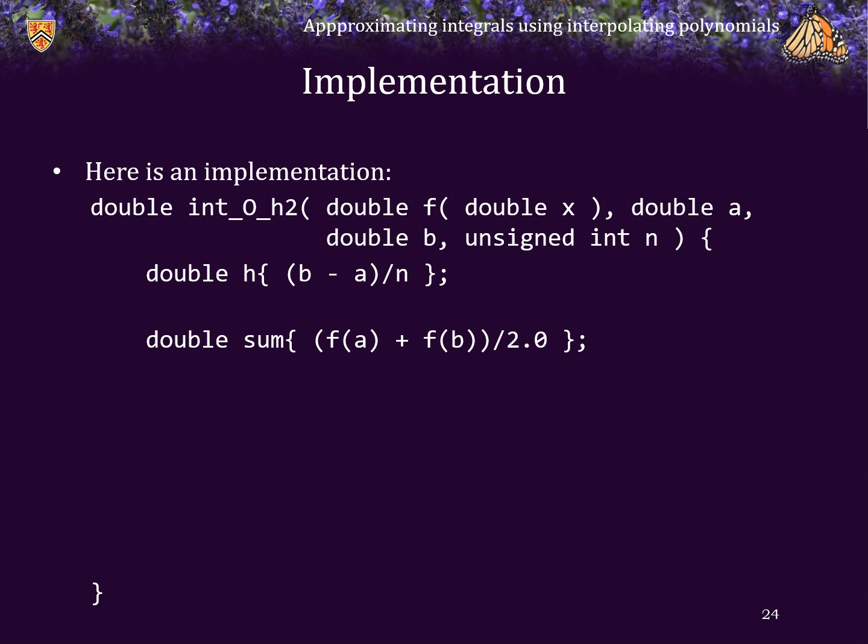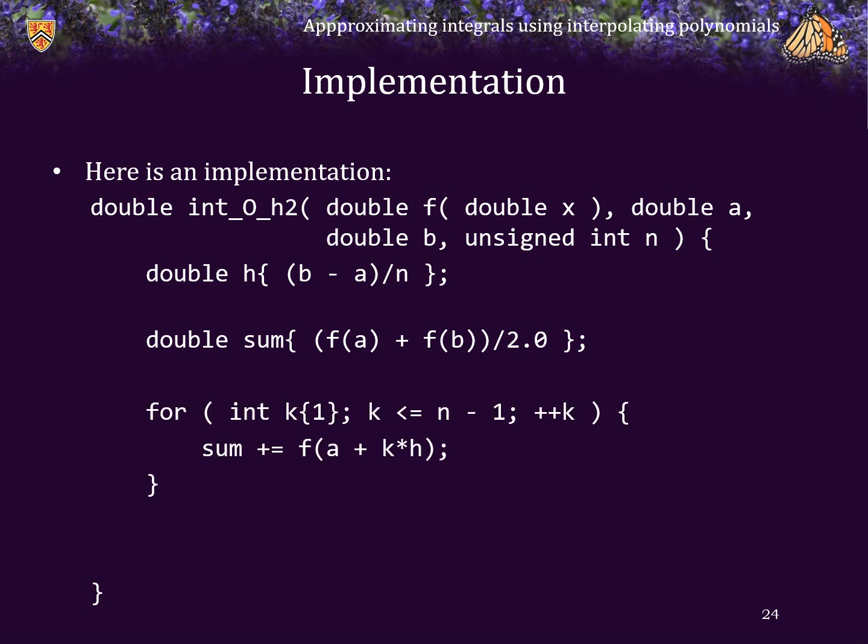For the sum, we will start by evaluating the function at a and b, summing them up and dividing by 2. We then have a loop that simply sums up the values of f evaluated at each of the interior points from x1 all the way up to x sub n minus 1. And then we just return the sum times h. So there's our composite trapezoidal rule implemented as a function in C or C++.